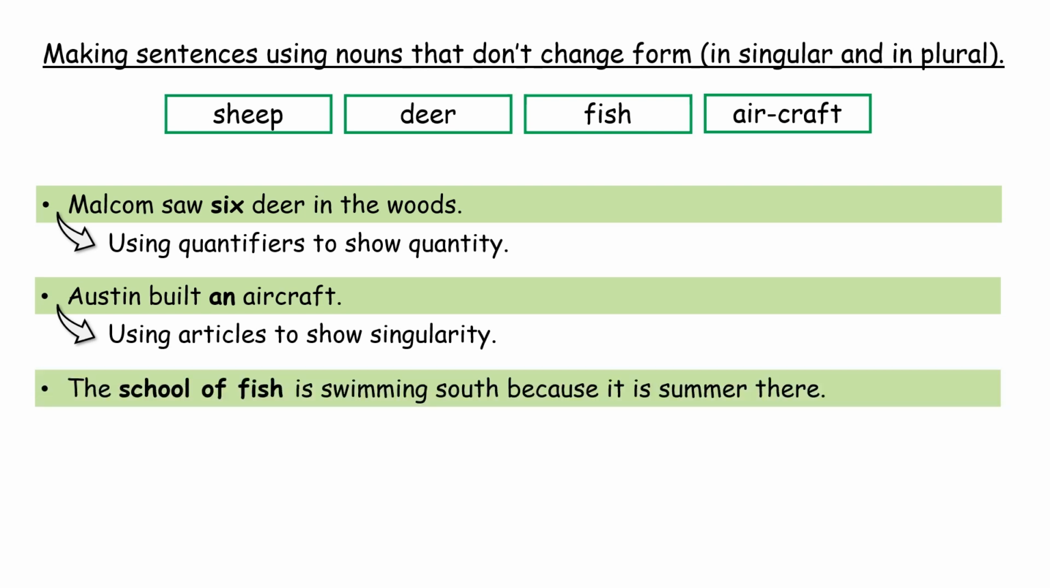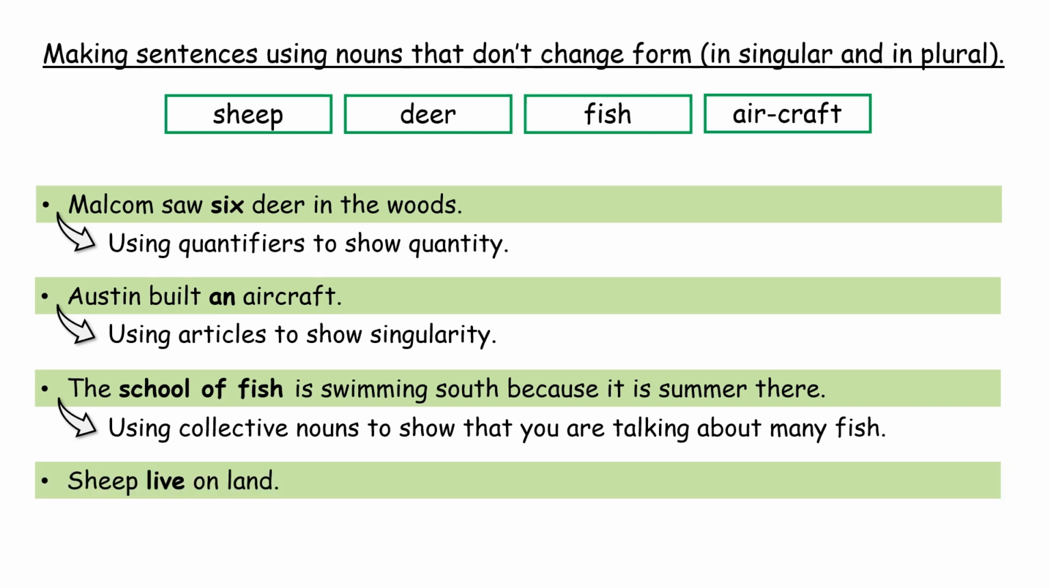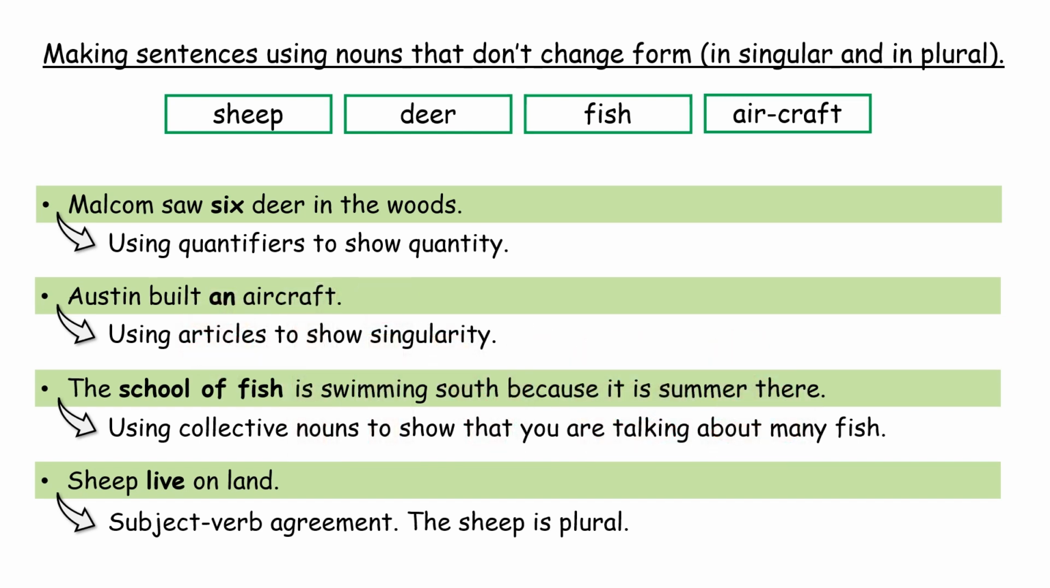The school of fish is swimming south because it is summer there. In this sentence, we are using collective nouns to show that we are talking about a group of fish. Last sentence, sheep live on land. In this sentence, we will look at subject-verb agreement. Live is a verb used to indicate that the subject is plural. If the subject was singular, the verb would be lives. This phenomenon is discussed more in detail in our subject-verb agreement video.